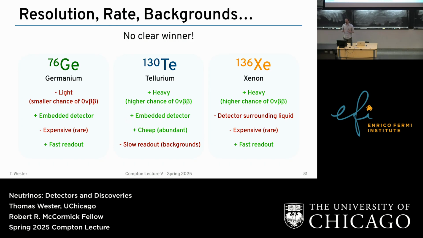But to read out a tellurium crystal, as we'll see in a couple slides, is actually kind of slow, so there's some backgrounds associated with it. And then xenon is also another choice. It has some pros and cons.